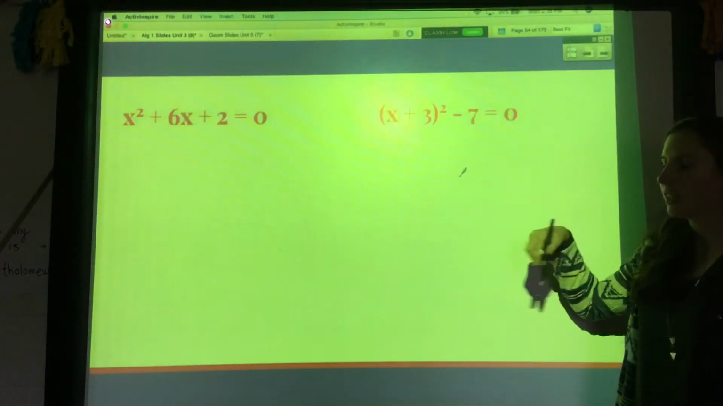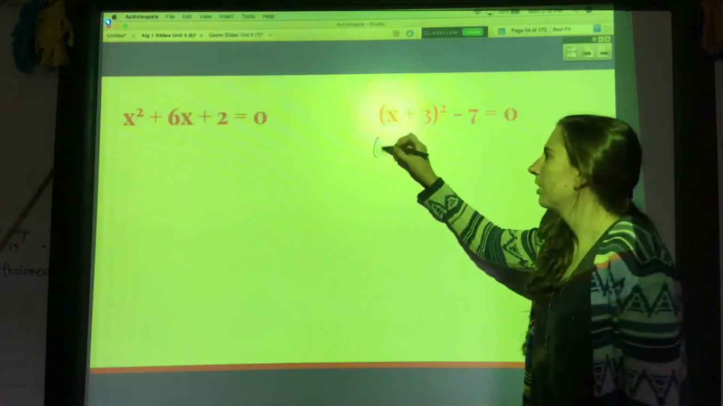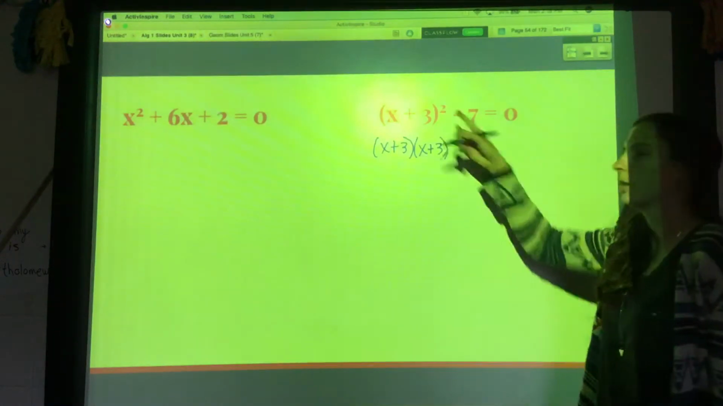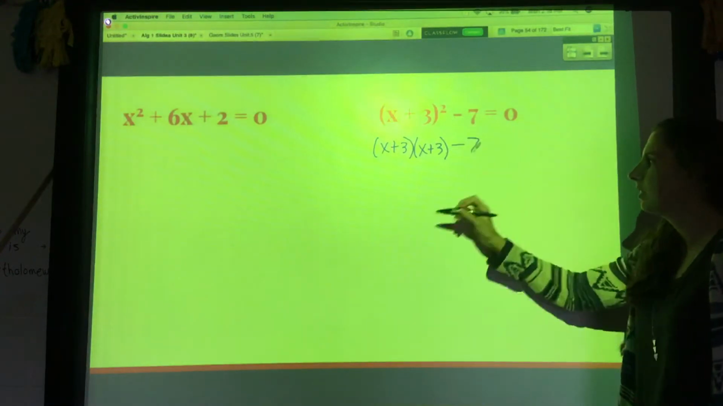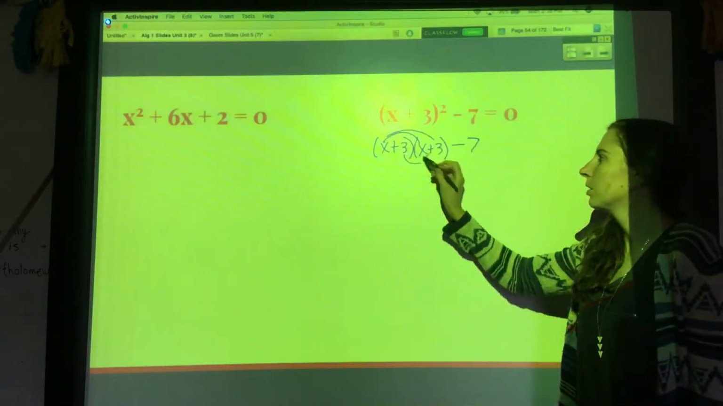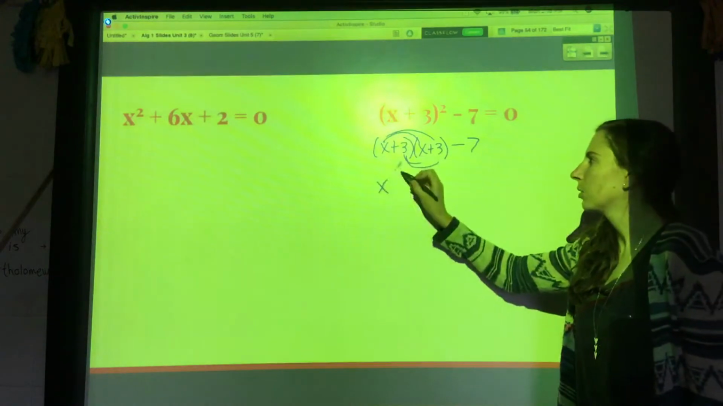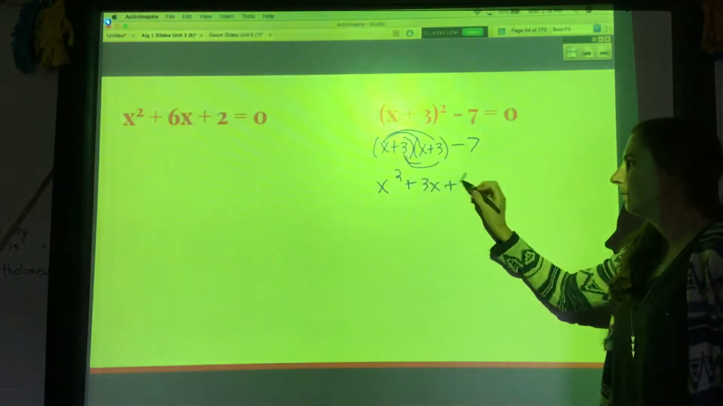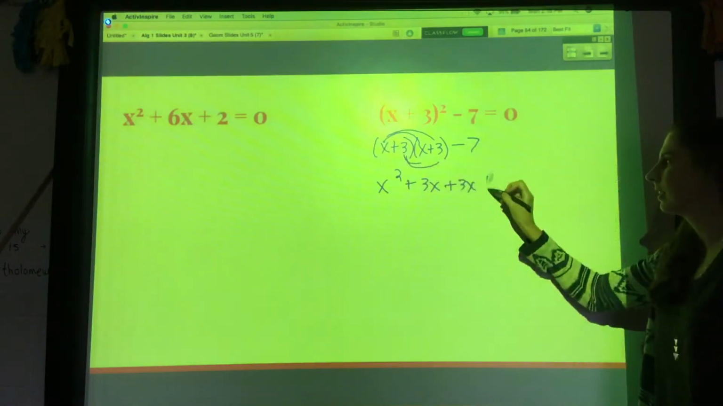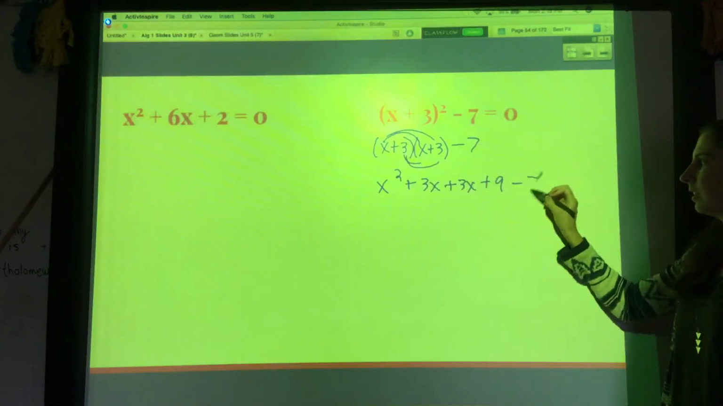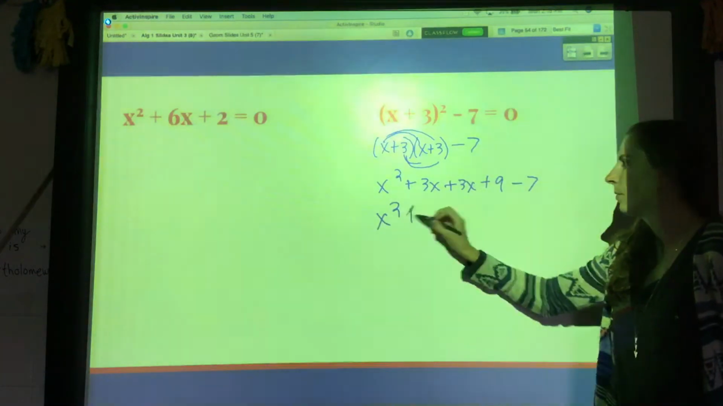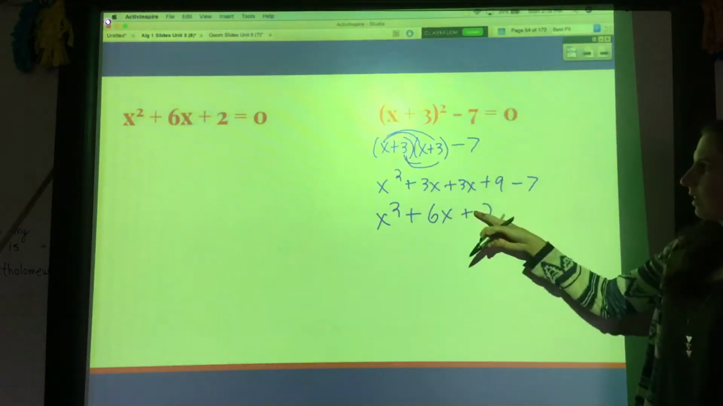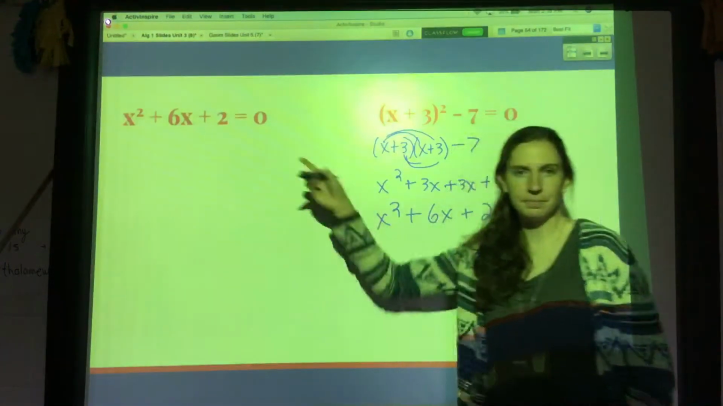In fact, you can see it if I multiply this out, x plus 3 times x plus 3, because that's what squared means, minus 7. It distributes: x times x is x squared, and 3x, and then 3x, and then plus 9 minus 7, which is x squared, 3 plus 3 is 6x, 9 minus 7 is 2, and look, they're the same.